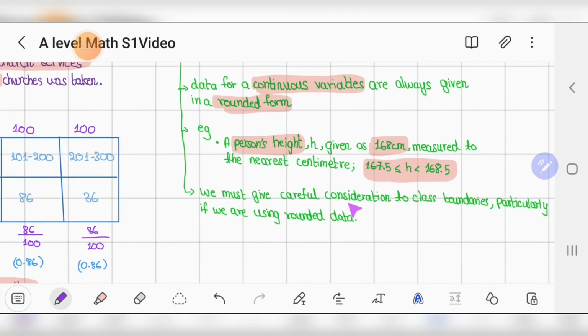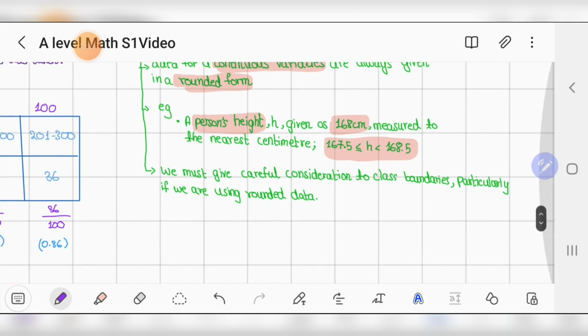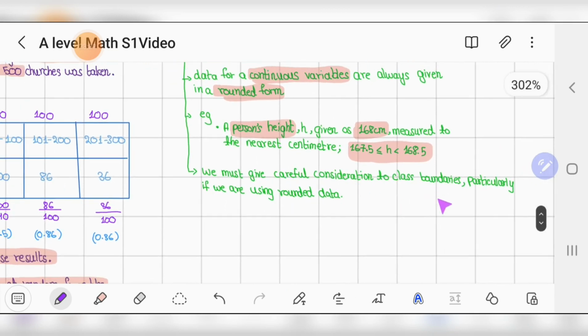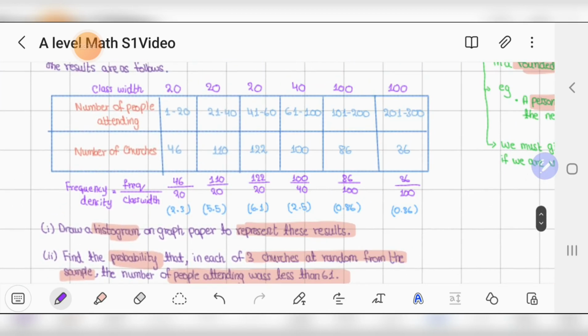We must give careful consideration to class boundaries, particularly if we are using rounded data. Okay, these are class boundaries. We need to give careful consideration, particularly if we are using rounded data. They are very important.